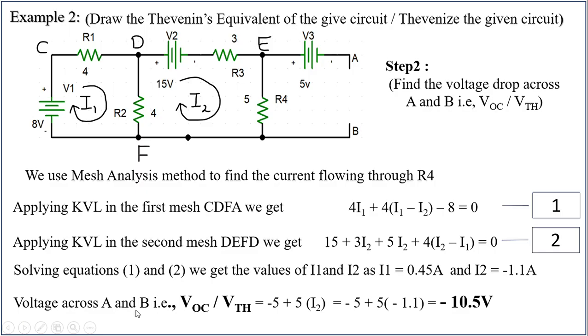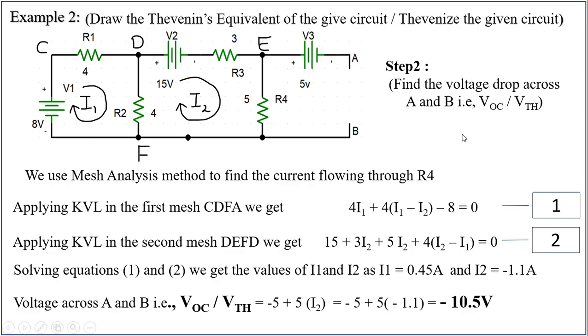Voltage across A and B, that is open circuit, is equal to minus 2 plus minus 5. This is the voltage drop across this. Minus 5 plus the voltage drop across this, which is current into resistance, 5 into I2. So that is minus 5 plus 5 into minus 1.1, because I2 is minus 1.1 amperes. Simplifying that, we will get minus 10.5 volts. Alright.